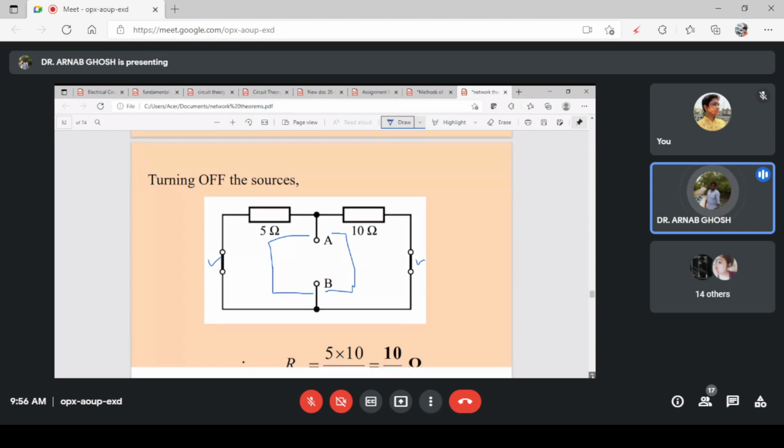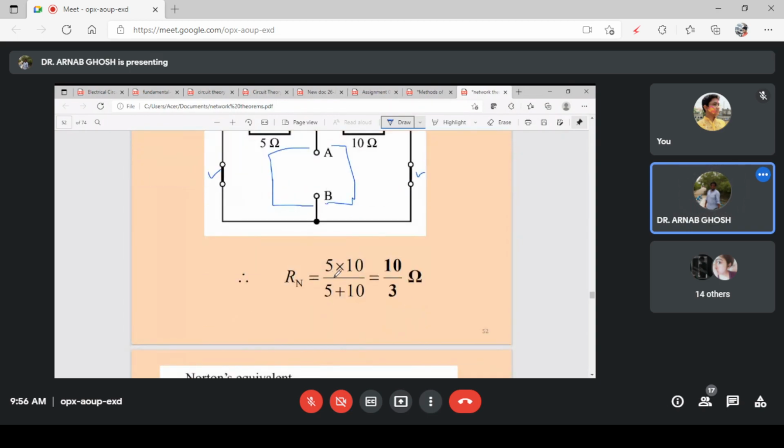Okay, so if you calculate this resistance, 5 into 10 by 5 plus 10, this is termed as the Norton's equivalent resistance. This is the Norton's equivalent resistance. Okay. So this is clear.